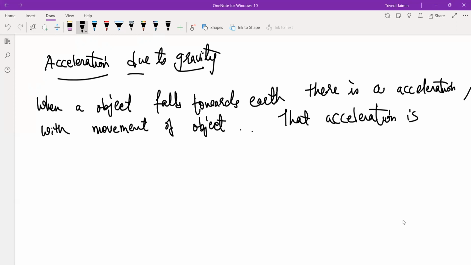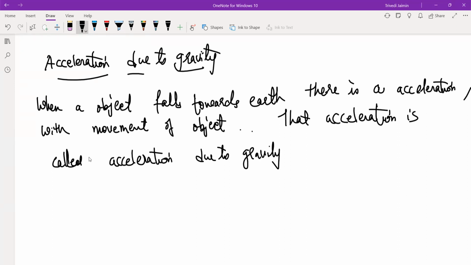Standard value? So the value of acceleration due to gravity. Yeah, 9.8, 9.8 is the standard value. Unit? It is denoted by g. Unit, meter per second square, because it's acceleration. So acceleration will be meter per second square.